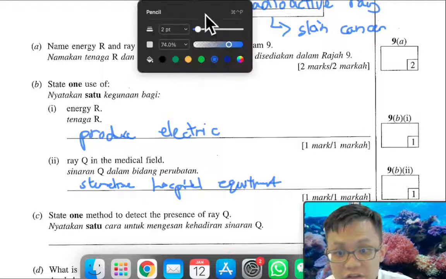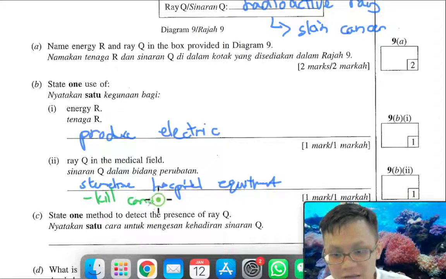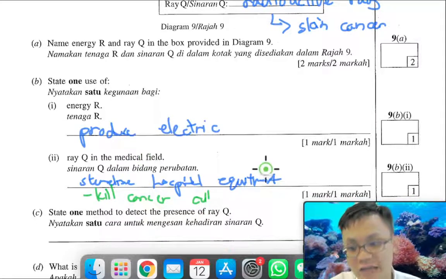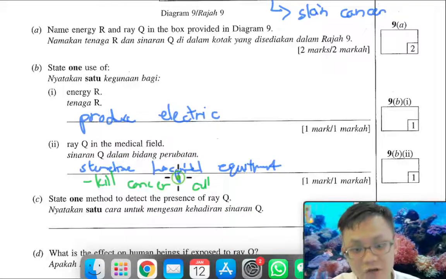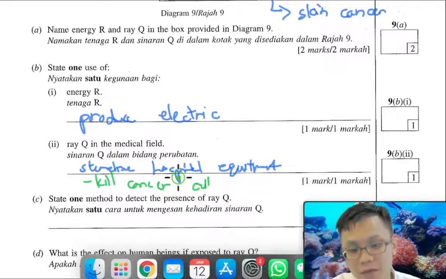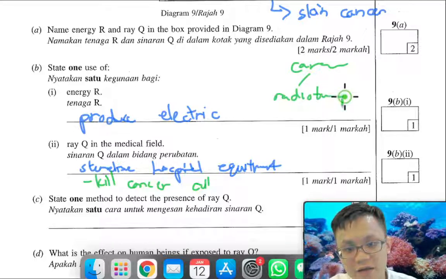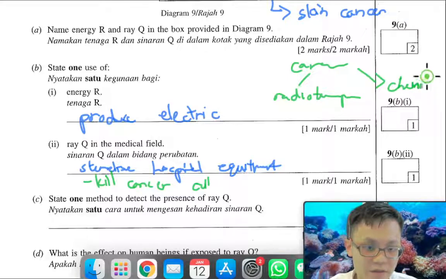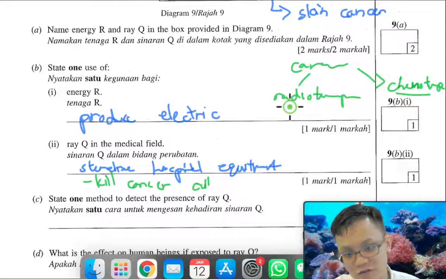To kill cancer cells also can, because we know that the radioactive is harmful, so we can use the ray to kill the cancer cells. We call it radiotherapy. We have a few therapies to cure cancer patients. One of them is called radiotherapy, and another one is called chemotherapy. Usually chemotherapy is the most famous one, or you can use the radio.